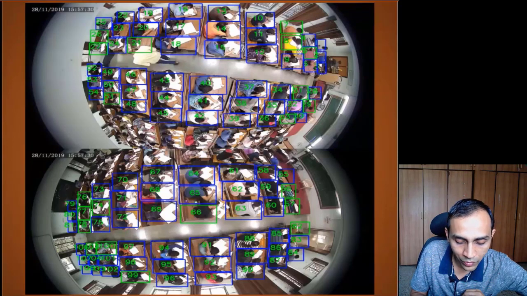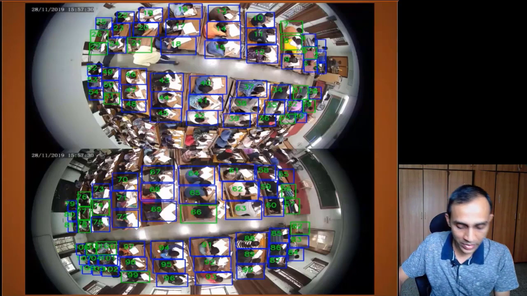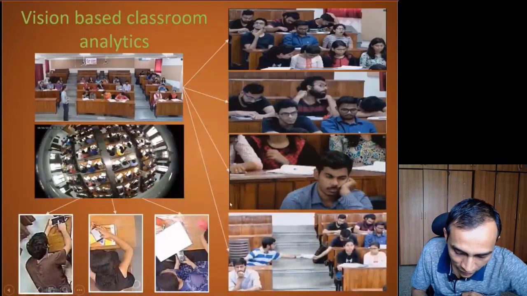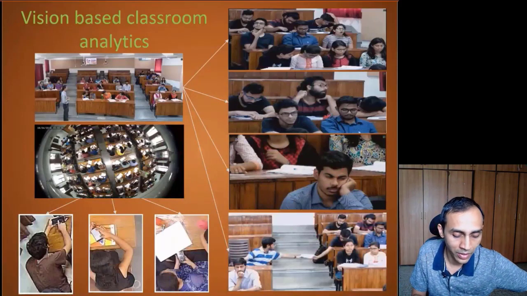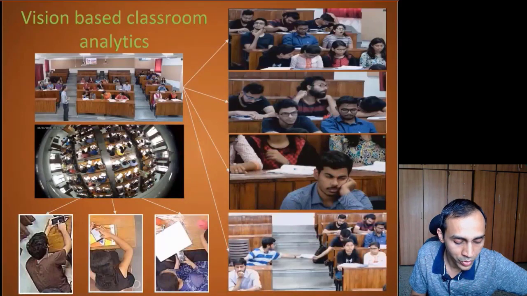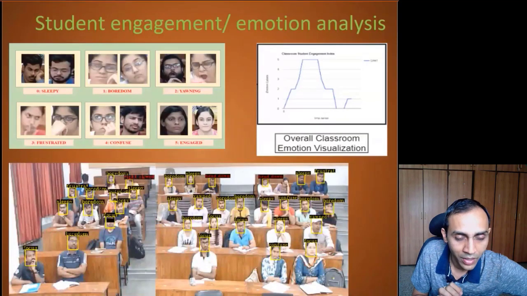If you have to remove that, then you have to go for face recognition, and we will try. We are also working on that, to try to get good face recognition performance. So we'll see that. But right now, instead of face recognition, we are just doing emotion recognition and activity recognition. We have basically considered some student learning-based emotions like sleepy, boredom, yawning, frustrated, confused, engaged, and so on.